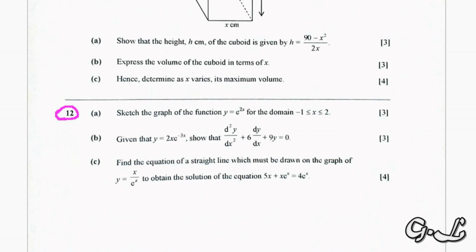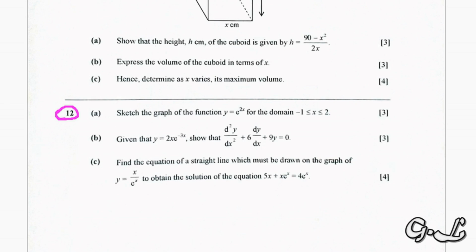Part A states that sketch the graph of the function y is equal to e to the 2x for the domain x is greater than or equal to -1 and x is less than or equal to +2. So that is the first part of this question. Let's go to the second part of this question, which is part B.